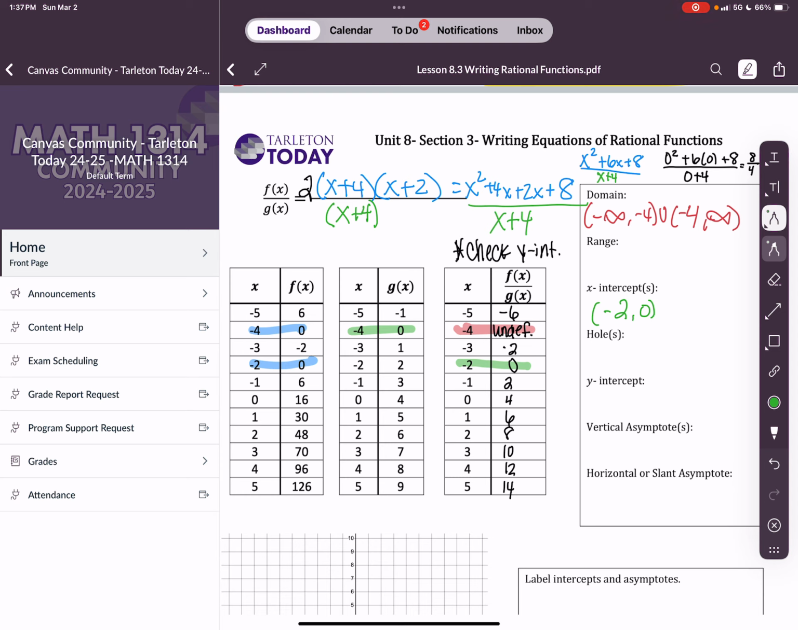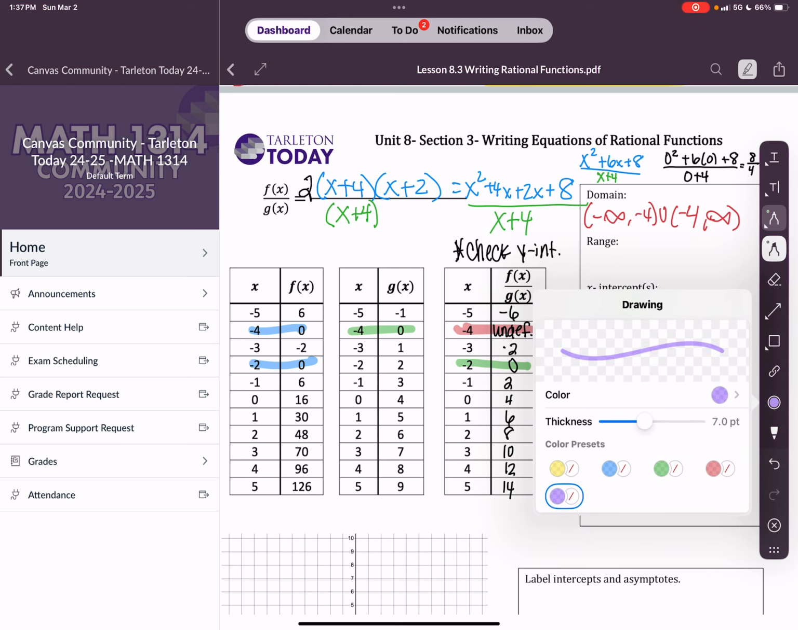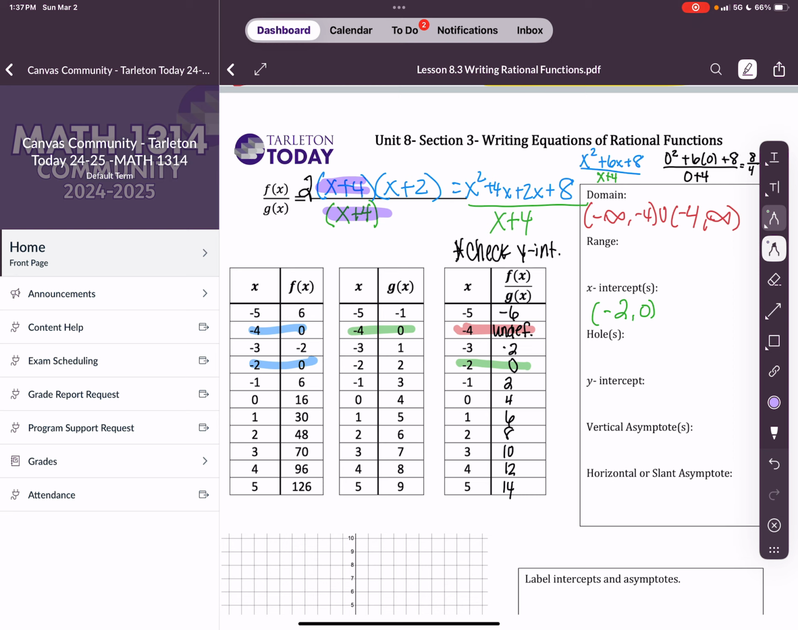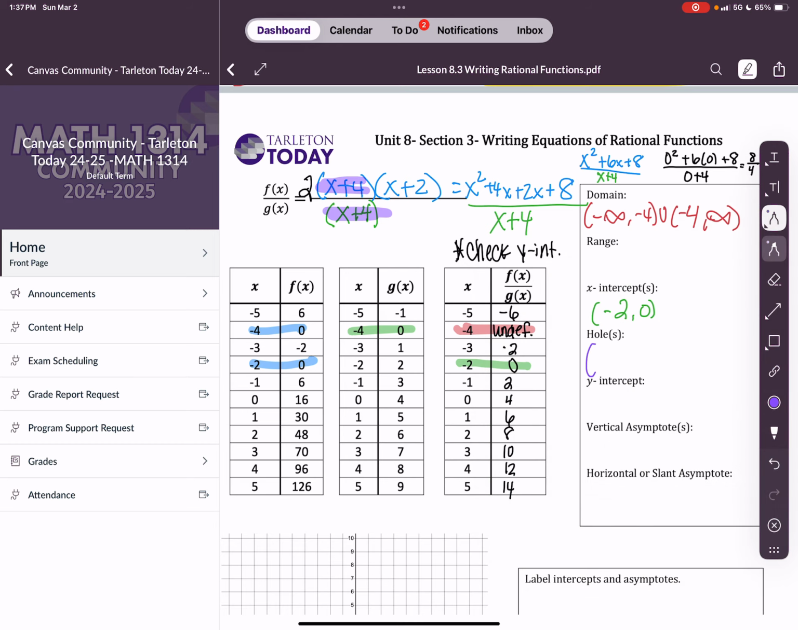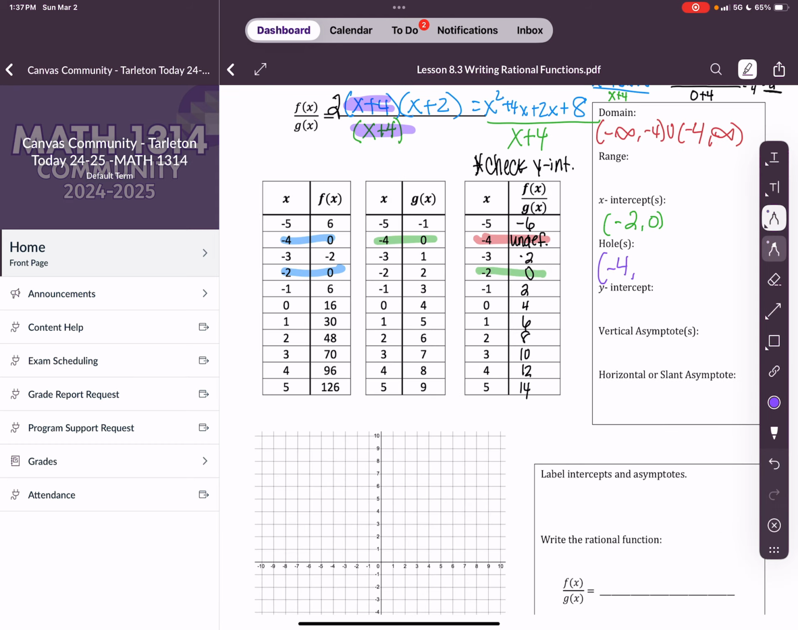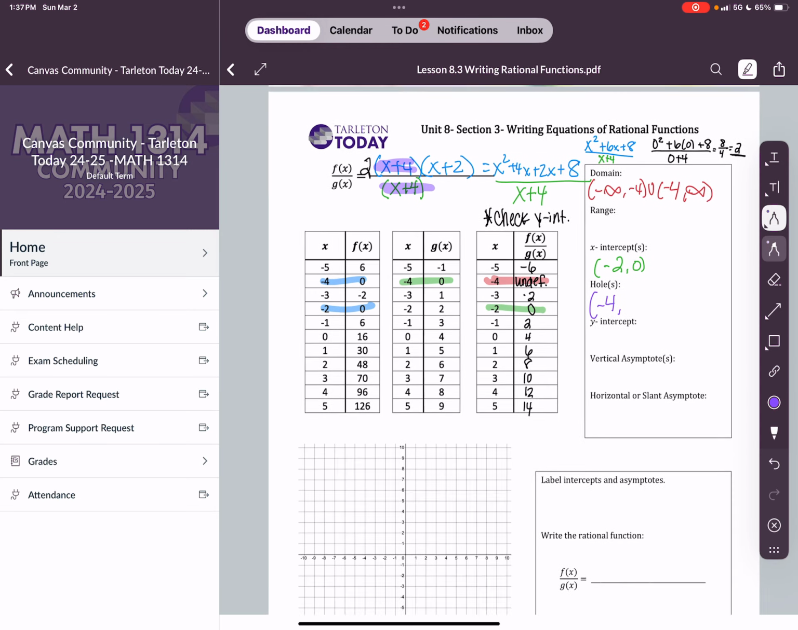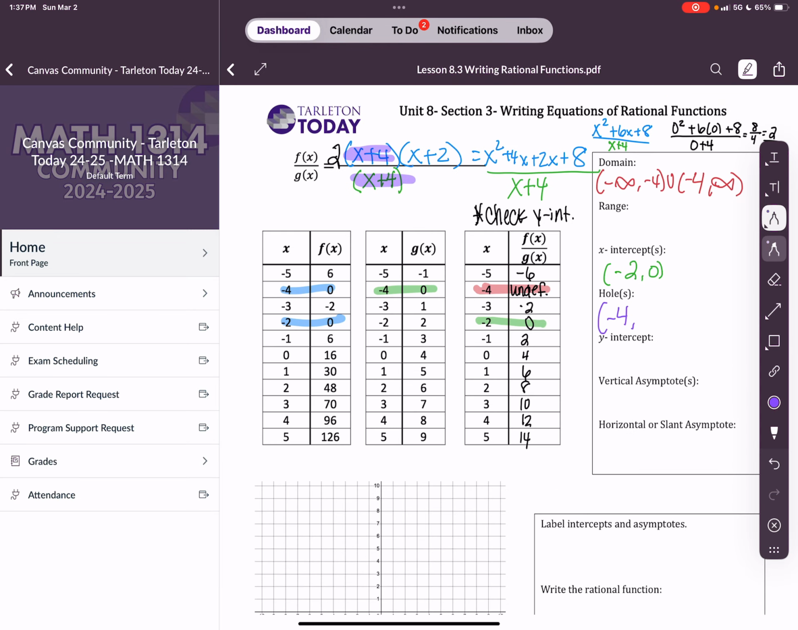Now, from our table, and then when we look at our factored form, we know that our hole has to be right here at negative 4 because those are the shared factors, right? So whenever we have our hole, we know that negative 4 is our x value, and then I need to find what my y value would be. So I'm going to use just the factors that are not in common. So we're going to use that coefficient of 2, and we're going to use the x plus 2, and that's it. Because notice we don't have anything else on the bottom that isn't shared.